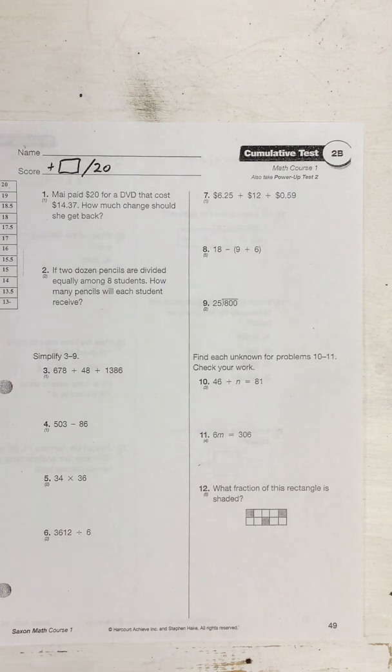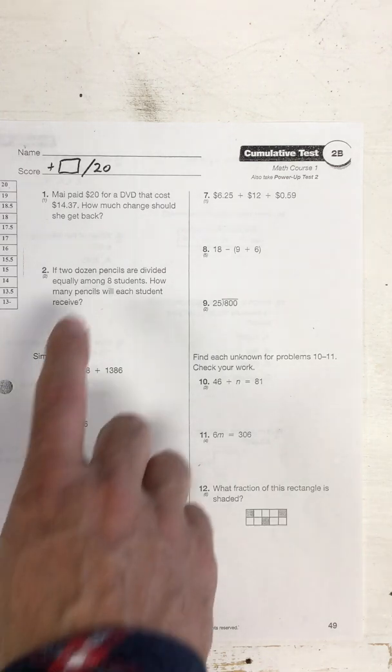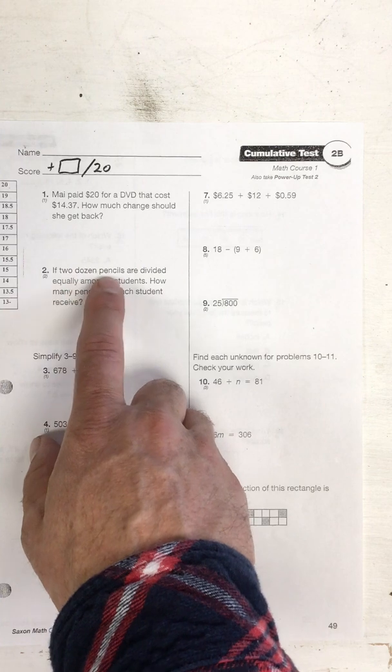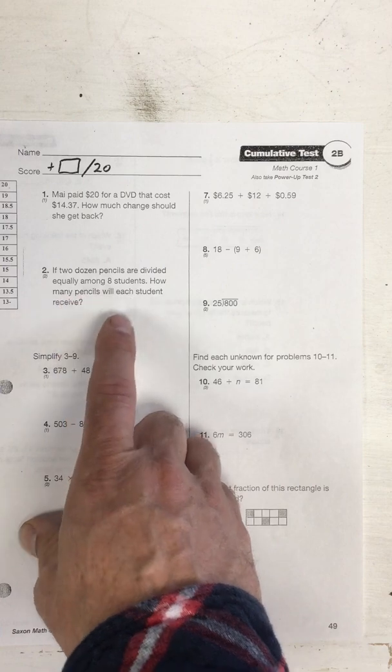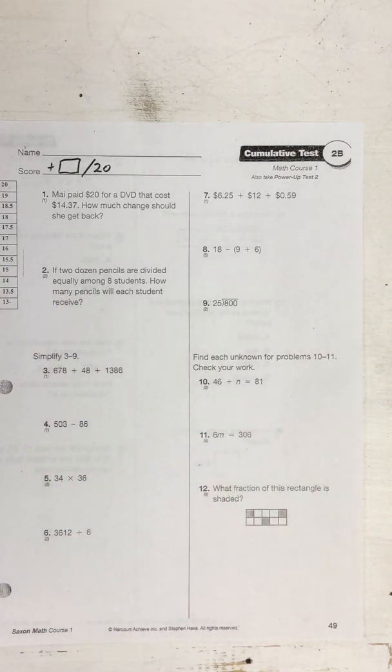Number two, if 2 dozen pencils are divided equally among 8 students, how many pencils will each student receive? So there we have just what we talked about in lesson 15, where we had equal groups. We have 2 dozen pencils divided equally among 8 students. How many will each get? Well, in that equal groups one, we know the total, the 2 dozen, and one of the factors we don't know, and one we do. So if we know the big one, what must we do with the big one and one of the factors we know? I'll leave it there.